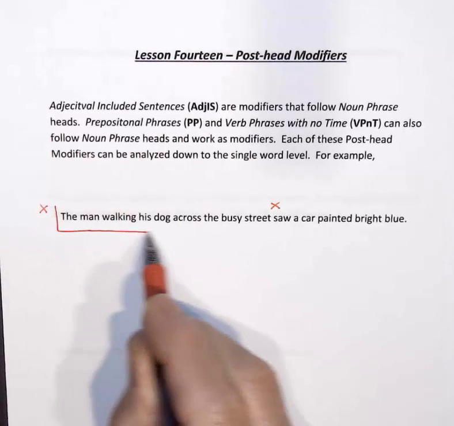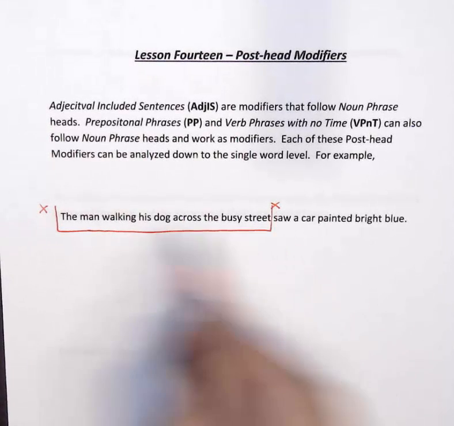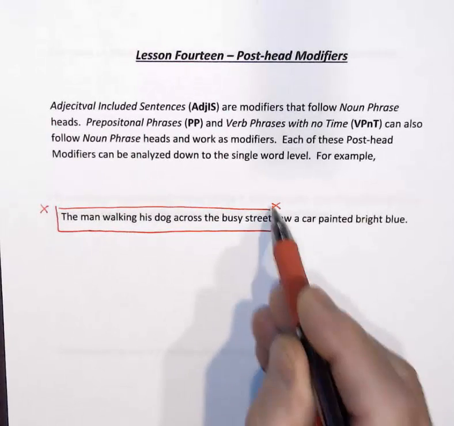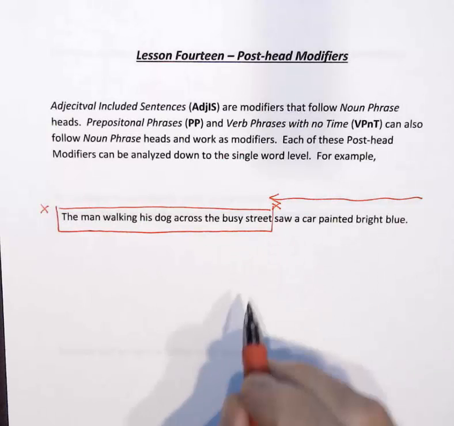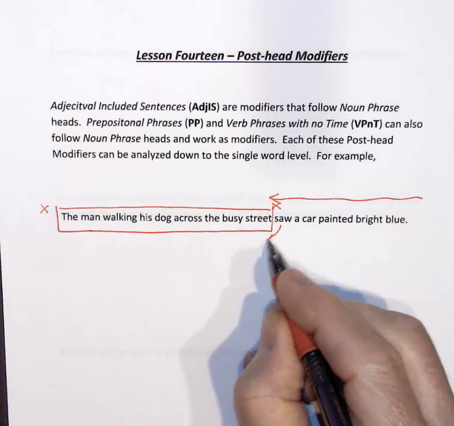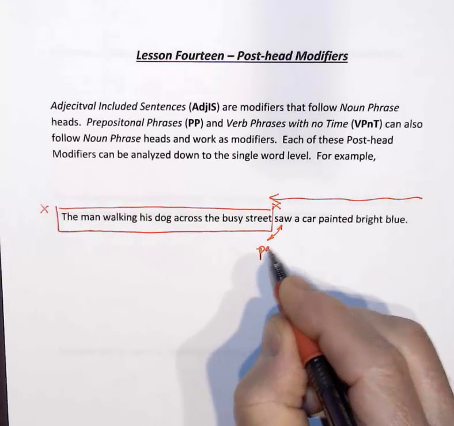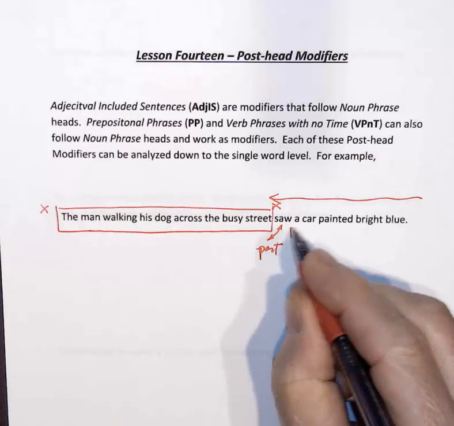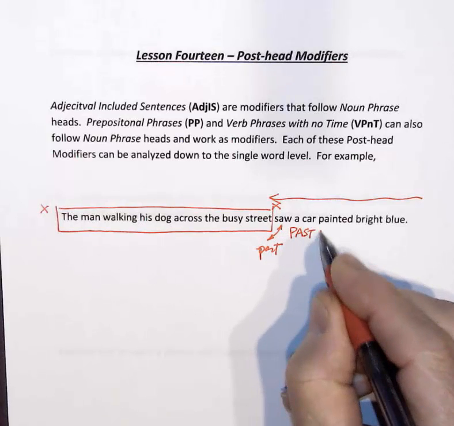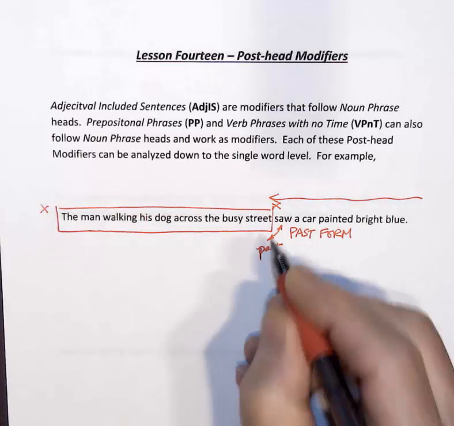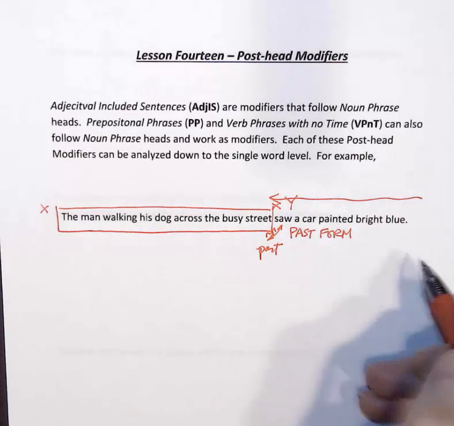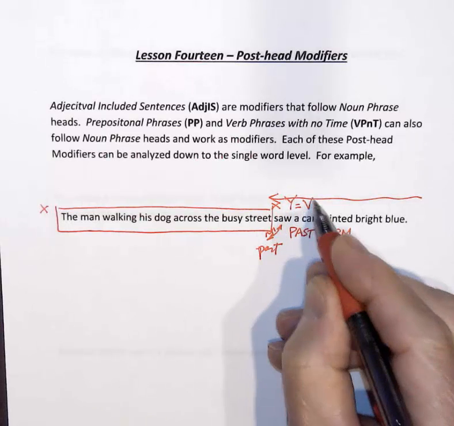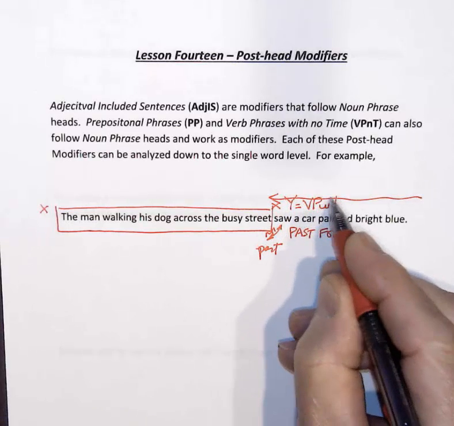Now I know my subject, and also I immediately know the predicate. Now every sentence has ties. Saw ties with the past. That's our only tie. This is the past form. The M place is empty. Saw a car painted bright blue is the past form. It's the Y. It's a verb phrase with time.